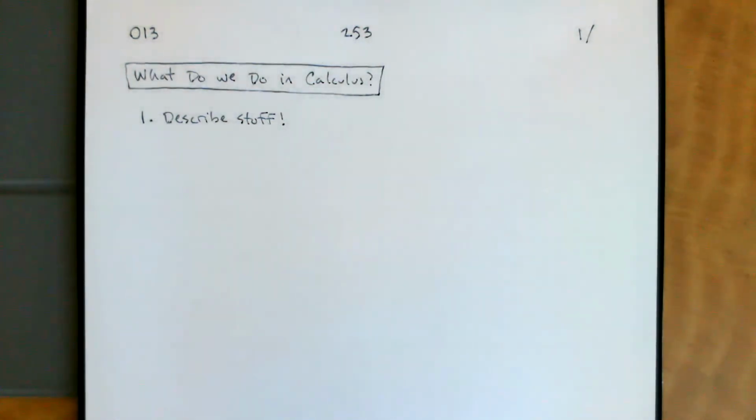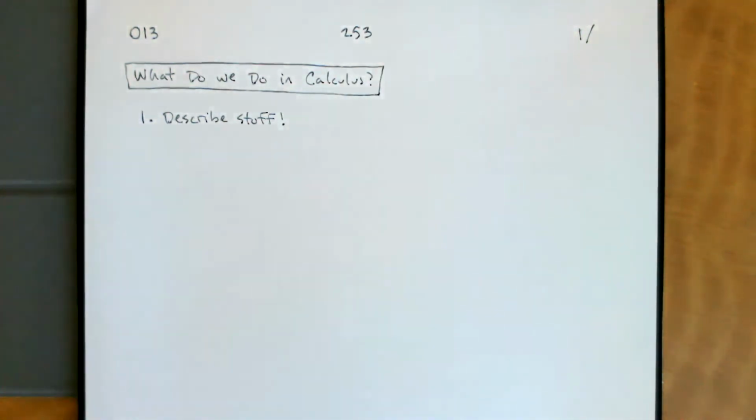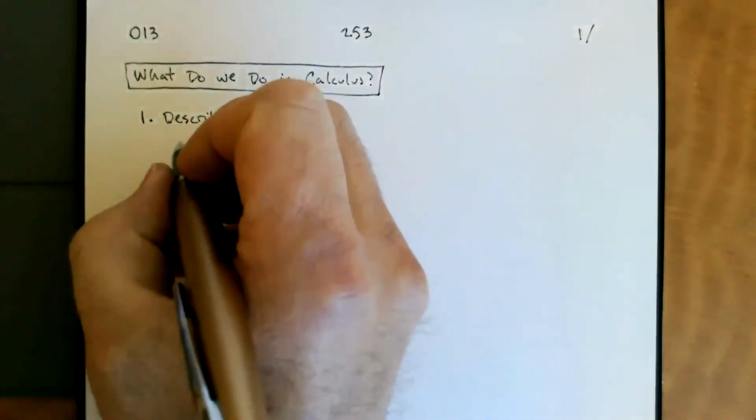In Calc 1, this would take the form of describing functions. There's a lot of functions that we know what they look like. We know what linear functions look like. We know what quadratic functions look like, and exponential functions and logarithmic functions and trigonometric functions and so on. So one of the ways that we describe stuff is describing functions and their graphs.